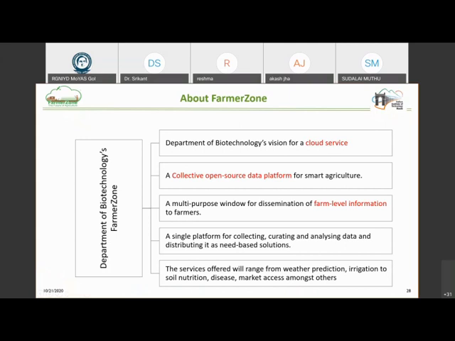Farmer Zone is the Department of Biotechnology's vision for a cloud service, a collective open source data platform for smart agriculture, which is something that's like a big boon for data scientists.